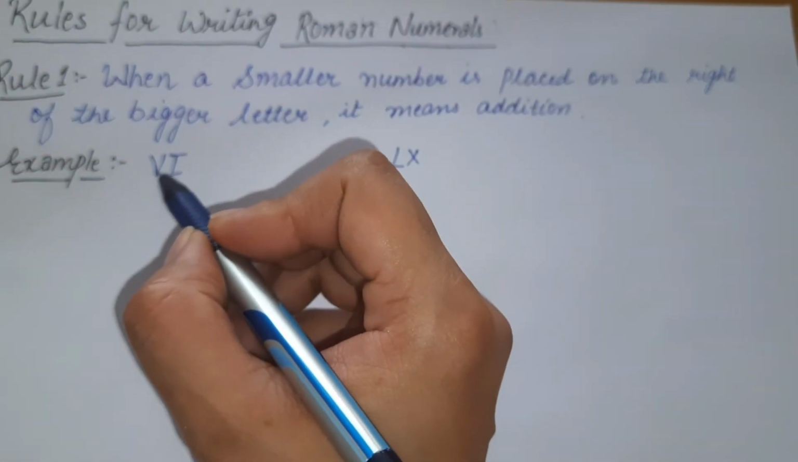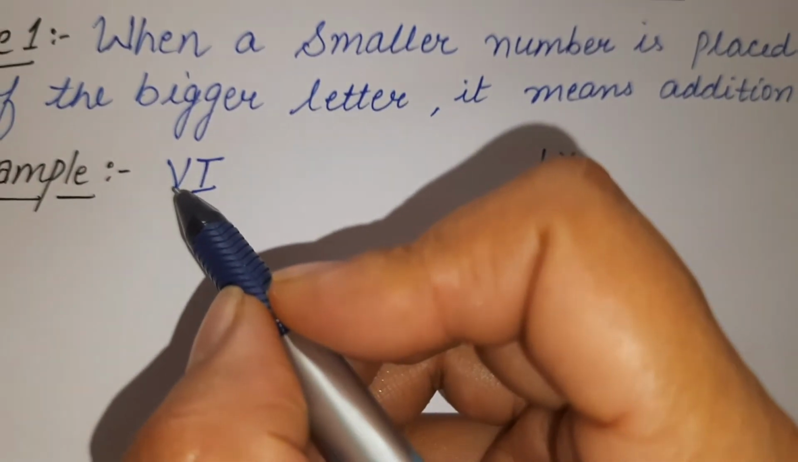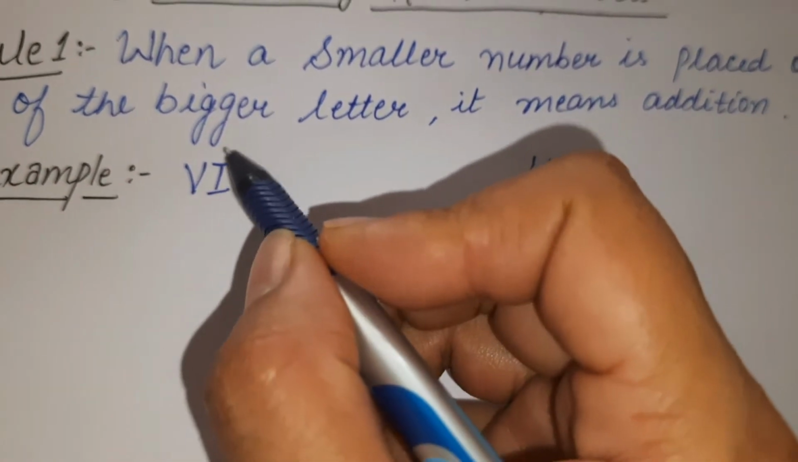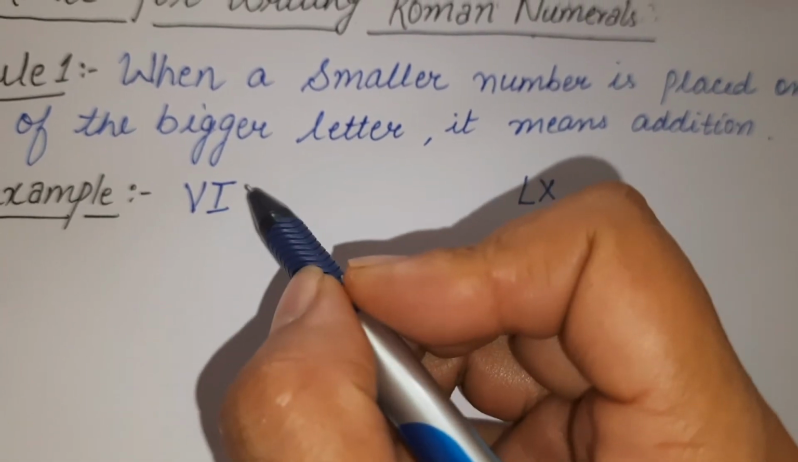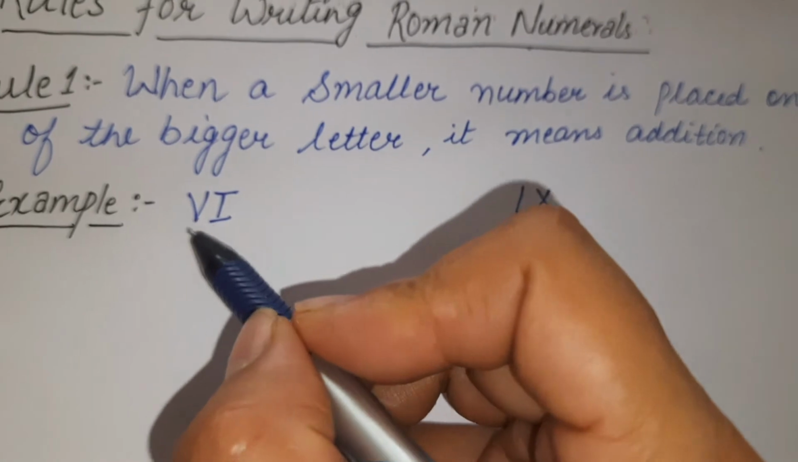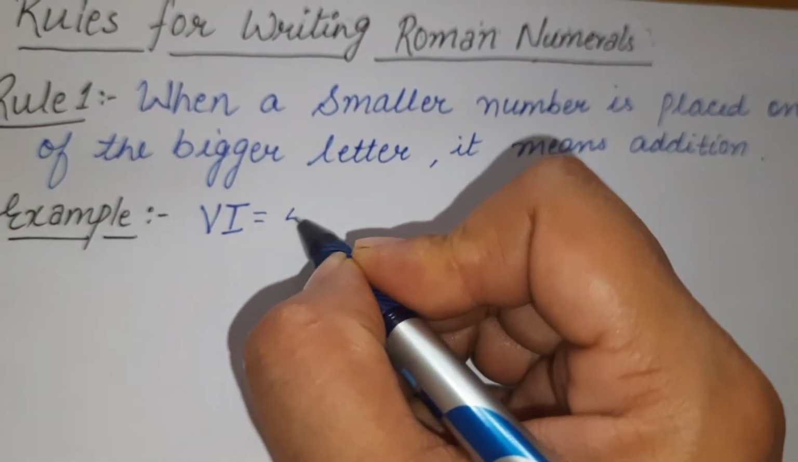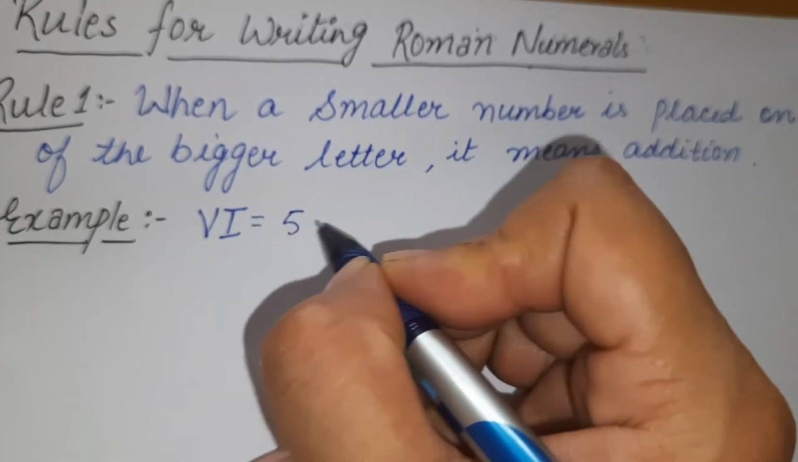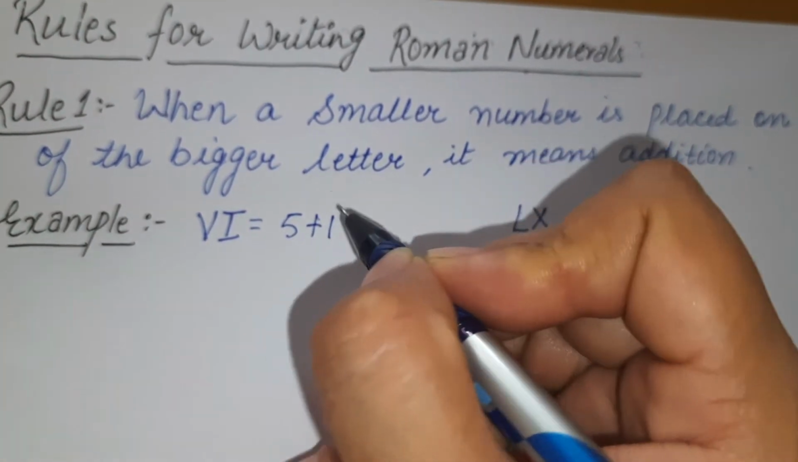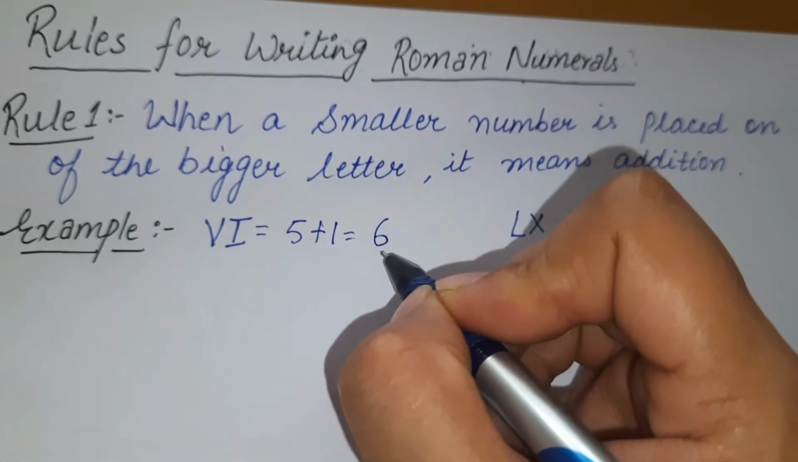Here see, this is V and this is I. V means 5, I means 1, and the symbol of smaller value is placed on the right of the symbol of bigger value. So what we will do, we will add the values. This is 5 and this is 1, so it will be 6. So VI means 6.